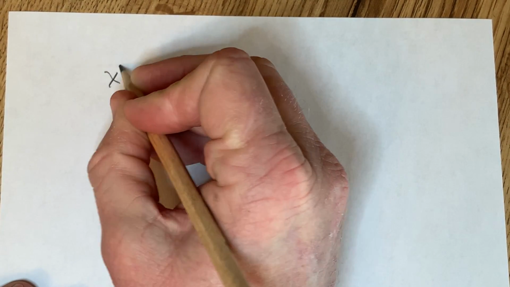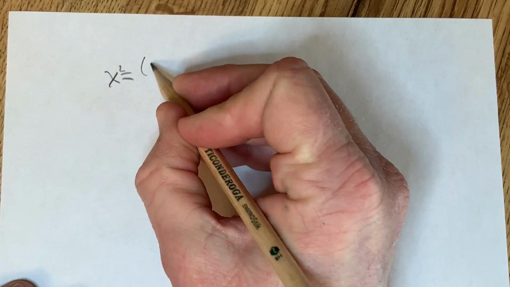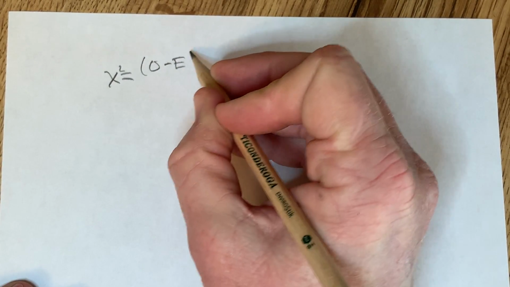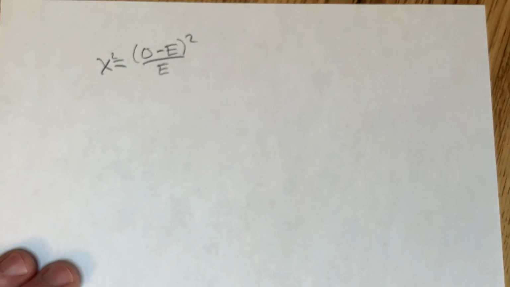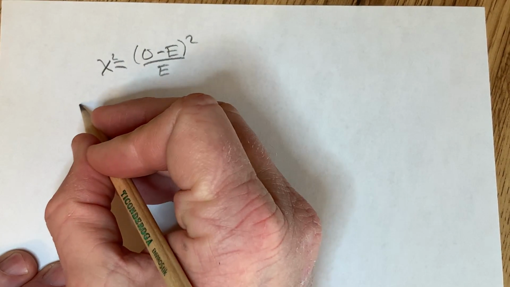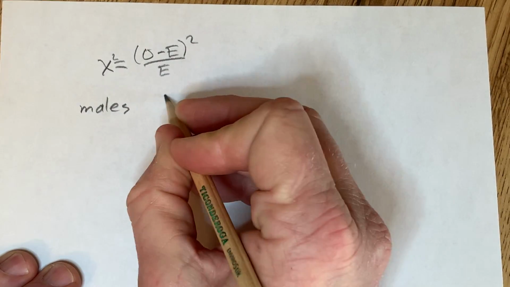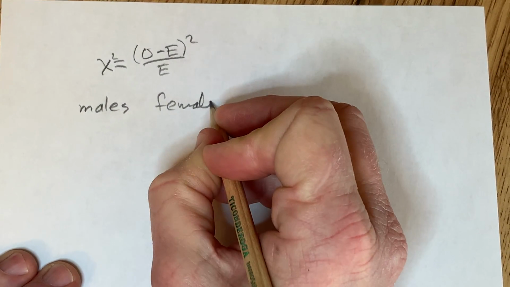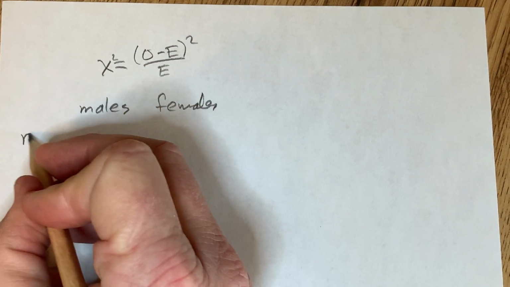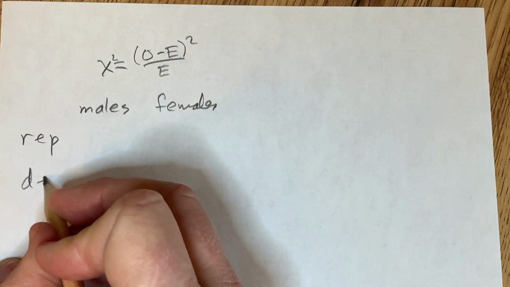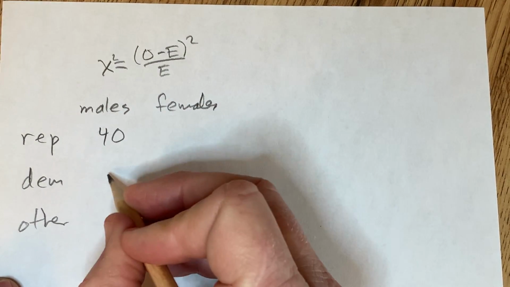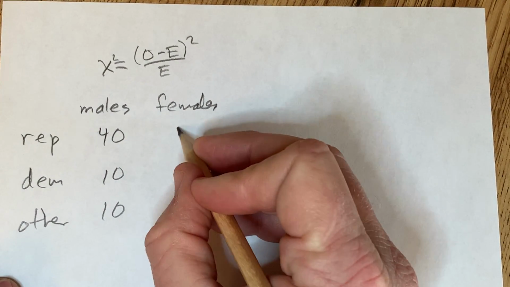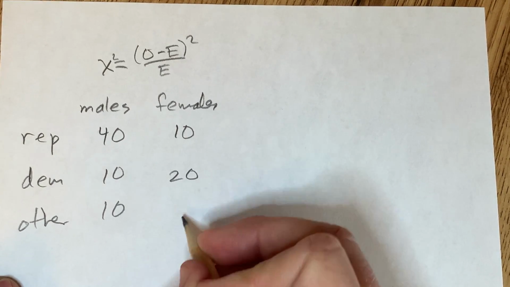Okay, so we will write this out. Our chi-squared is equal to the sum of the observed values minus the expected value, squared, over the expected. Let me write out our observed values again from our sample. We have males and females, and we have Republican, Democrat, and other. For the males this would be 40, 10, and 10, and for the females 10, 20, and 10.